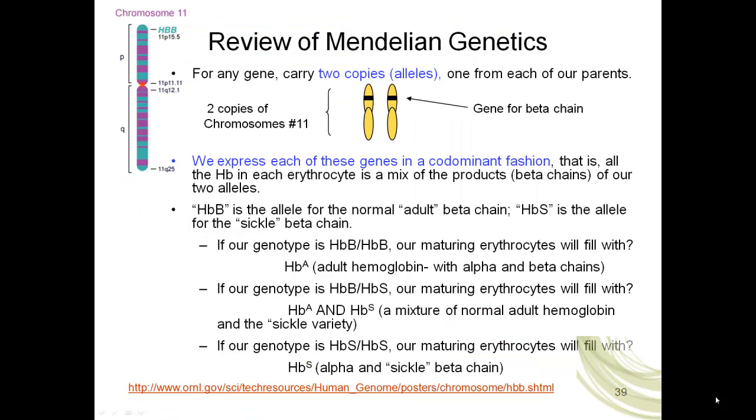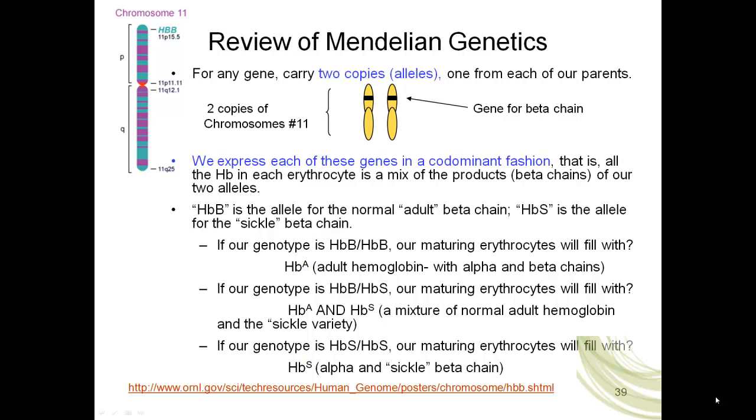Okay, so here are pictures of chromosome 11. Again, we have 2 copies of the beta globin genes. We express both of these genes in a codominant fashion, meaning we use both. It's not just one or the other that we usually associate with true Mendelian genetics. So in a person who makes adult hemoglobin, of course we would recognize that the beta globin peptides or proteins would be coming from both the beta globin genes.